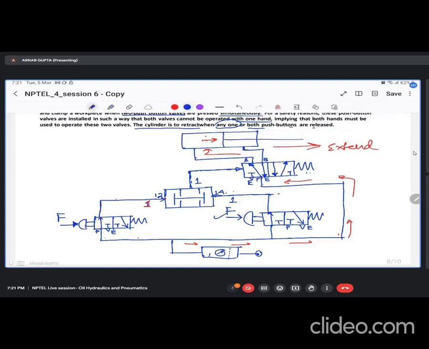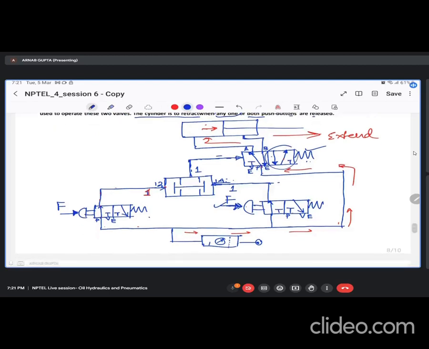Now the cylinder will extend. So now what happens when both these two valves are operated or pressed? If one of them is released, then immediately the flow to this 1 4 or 1 2 will get choked, or there will be no flow coming to here. Due to the spring return, this particular position will be assumed and the cylinder will immediately retract back. So the given operation is realized here.